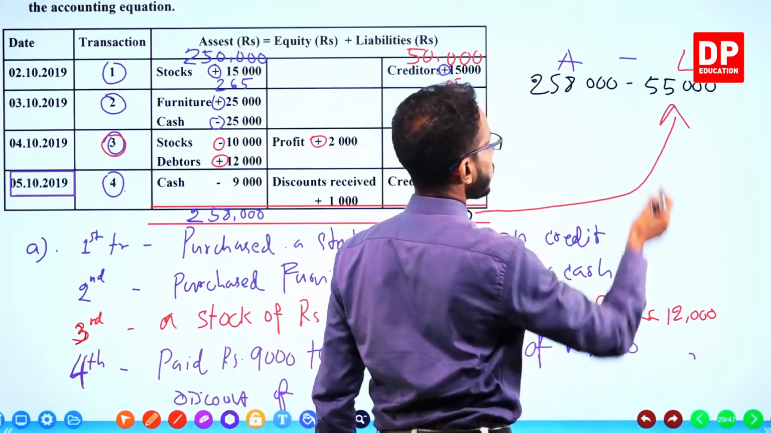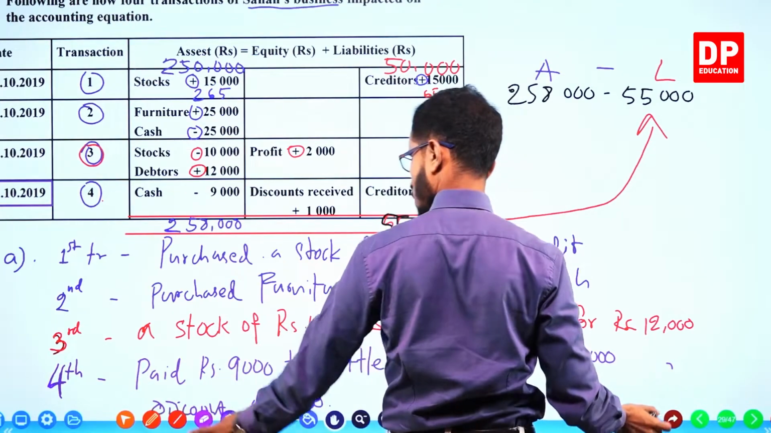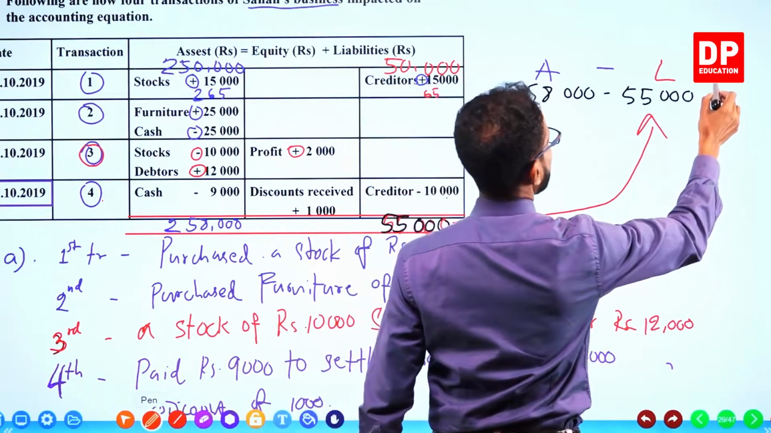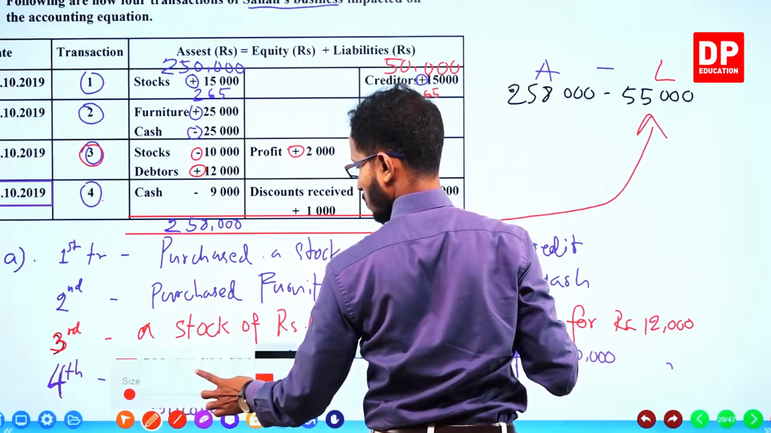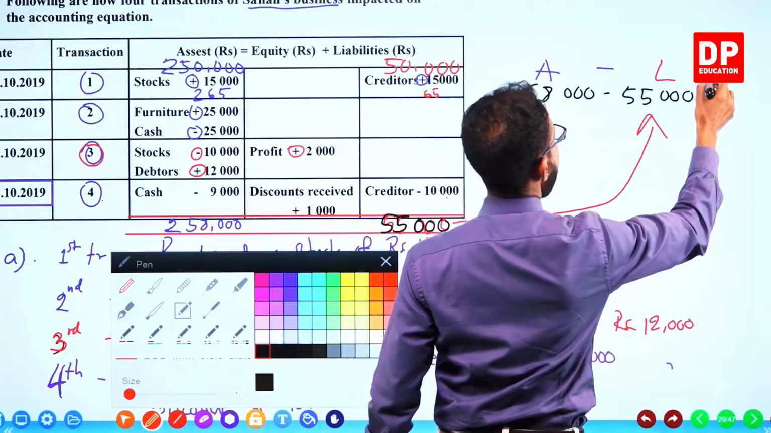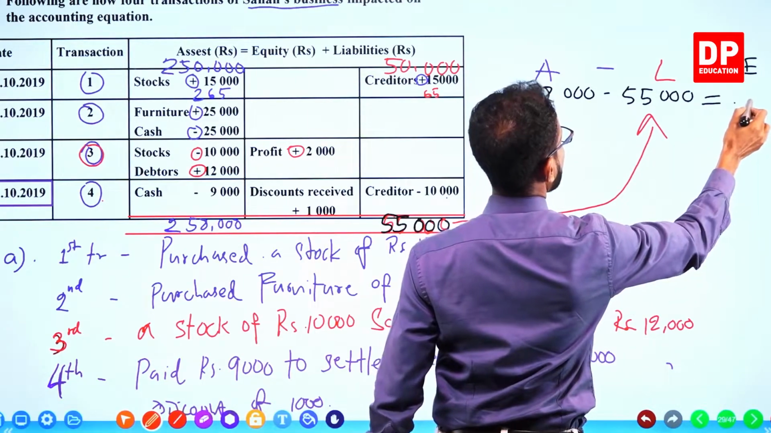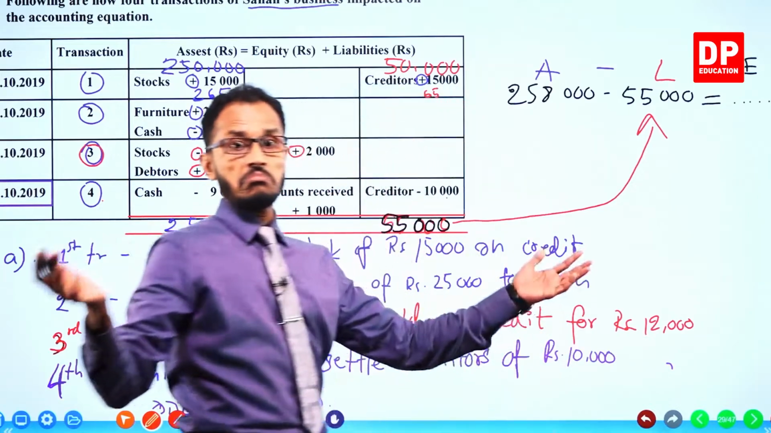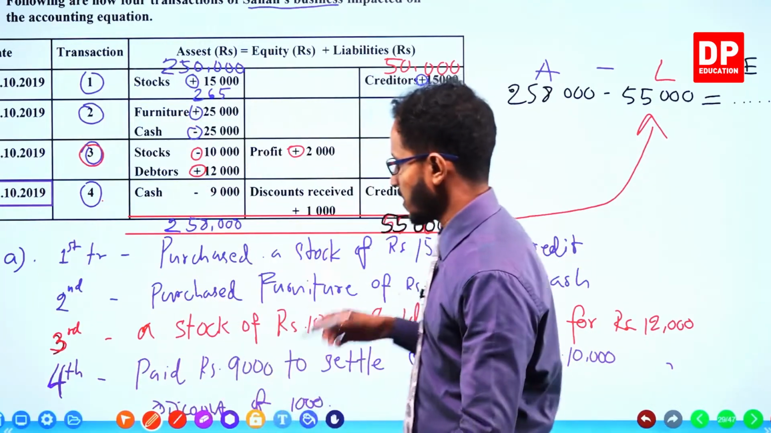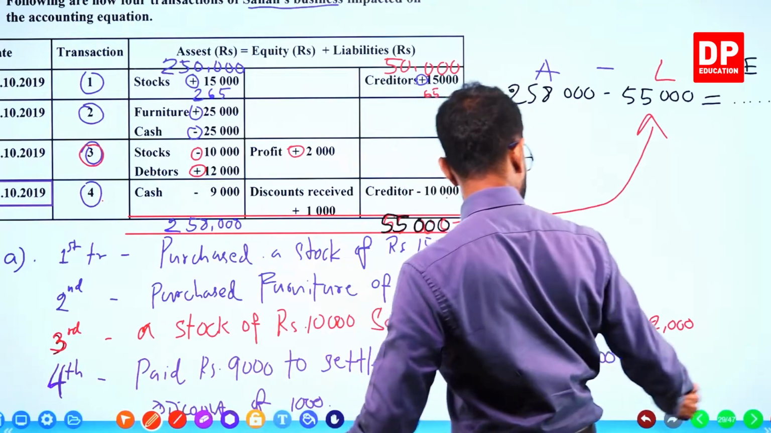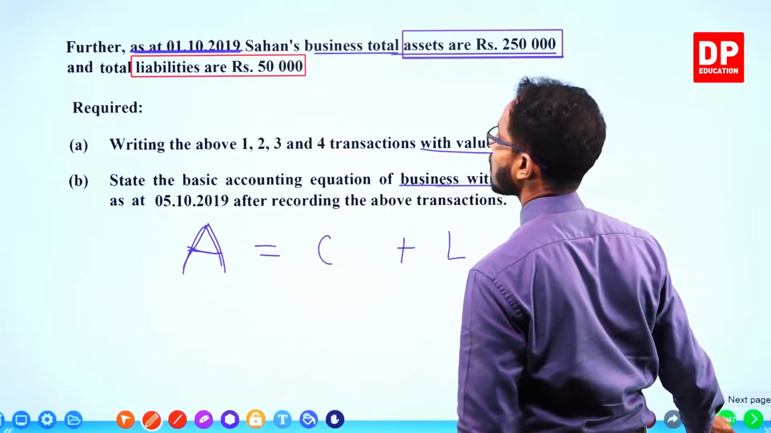All right, hope you can see this. Equals equity. So what is the answer? Done. We'll write the answer on the other page. We don't have space here.